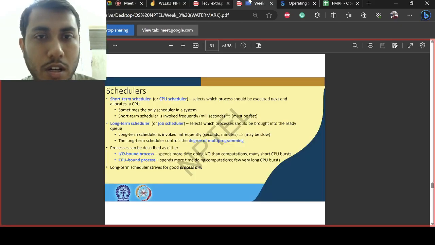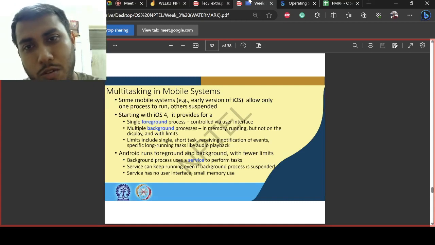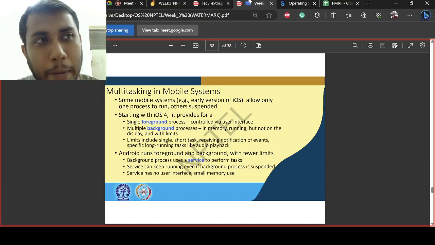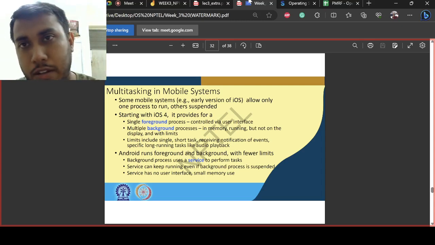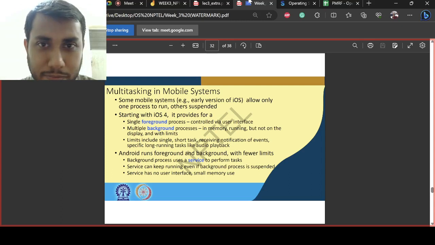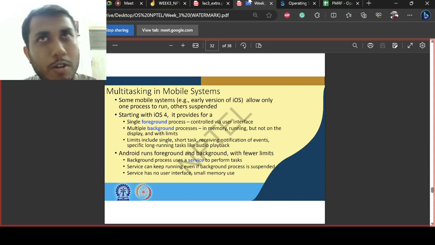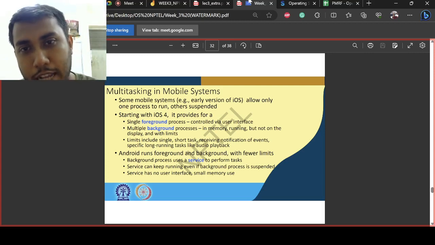Okay, so let's go to the next slide. Now, multitasking in mobile systems. There are foreground processes and background processes. When you are using YouTube, there are multiple processes running beyond that, communicating for various purposes. One communicates with your processor to run the video. Another operates with your display unit to display it. So there are many processes running beyond it.